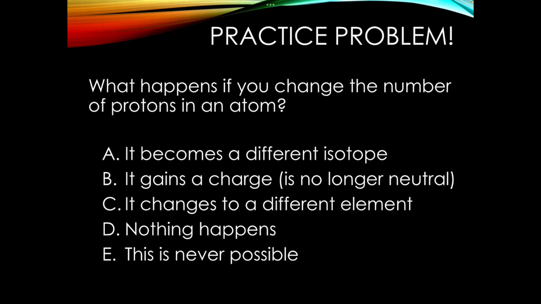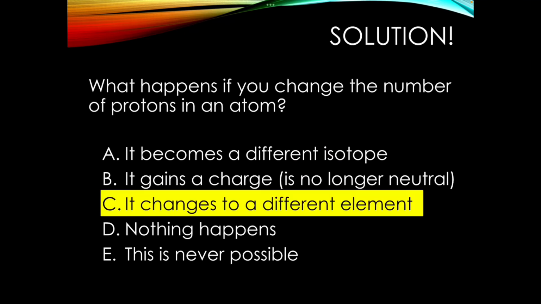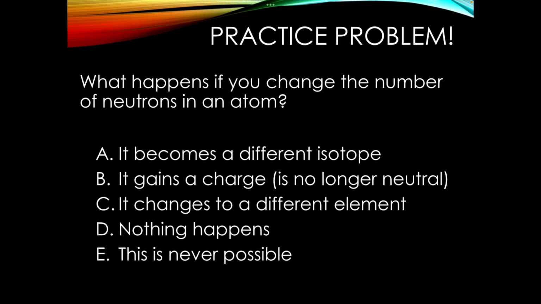So let's think about this. What happens if you change the number of protons in an atom? Remember, if we change the number of protons in an atom, it becomes a different element. The number of protons tells us the atomic number. So if it has 2 protons, that means it's helium. If it only has 1 proton, that means it's hydrogen. The number of protons tells us which atom it is. If we change the number of protons, then we change it to a different element.